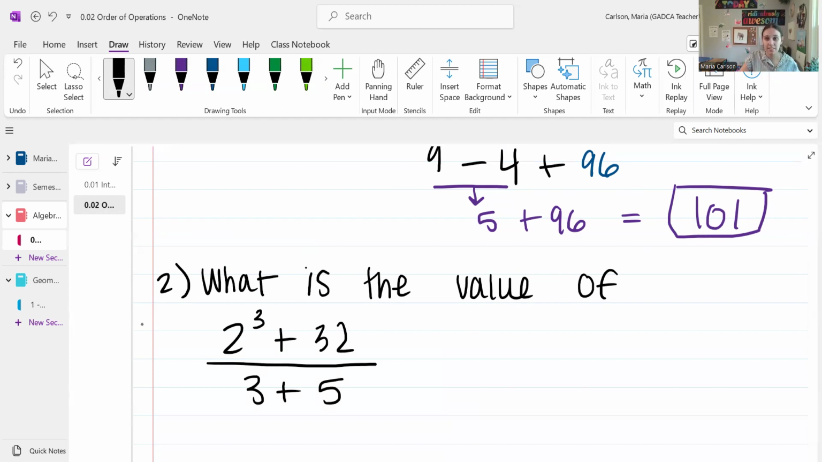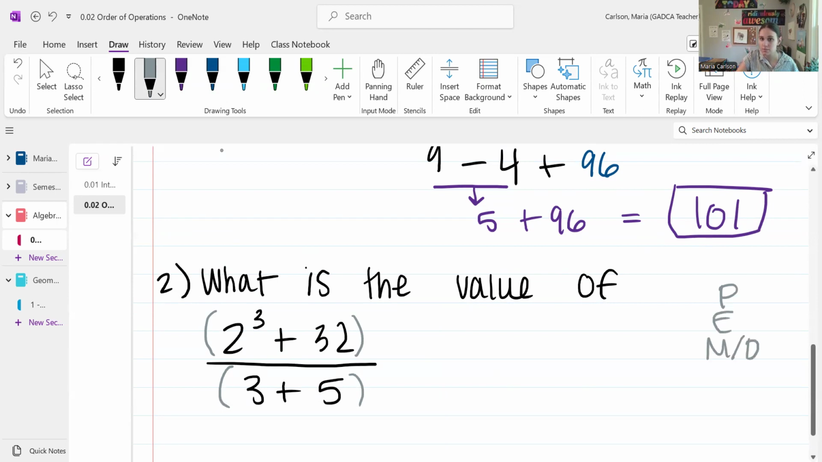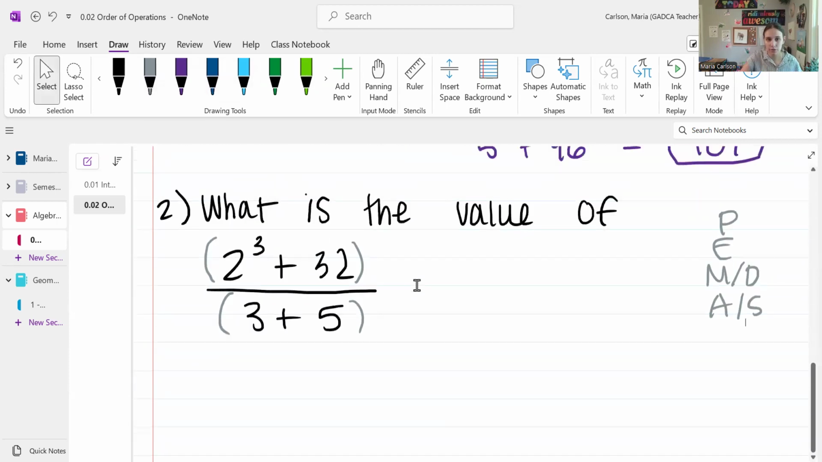So to simplify this, I have a fraction, which, yes, this is division, but we kind of need to look at this as 2 groups, right? The numerator and the denominator. So if I apply my order of operations, the first thing I'm going to want to do is clean up the top and then clean up the bottom of this fraction. So I'm going to create a little bit of scratch space over here, and we're going to start by simplifying 2 cubed plus 32.